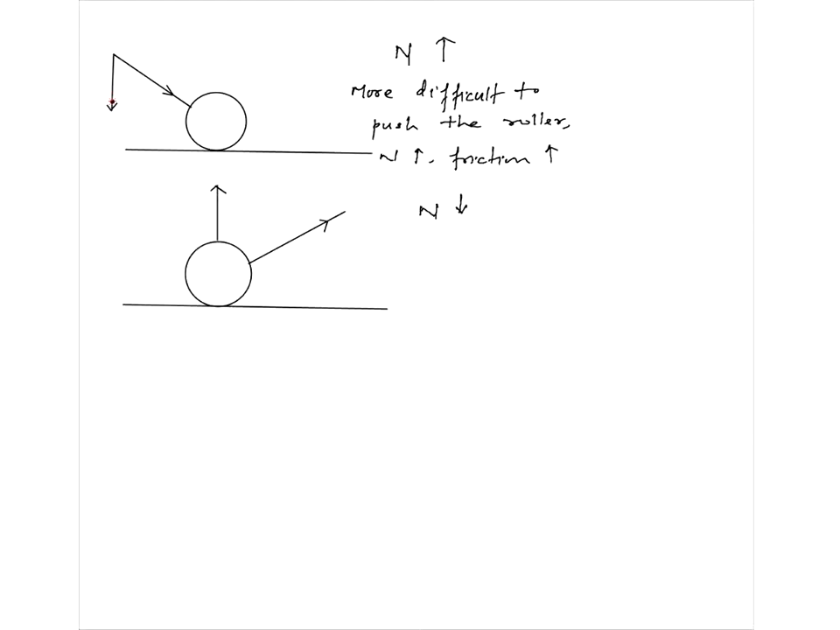The horizontal component that you are exerting will just try to move the roller in the forward direction, which is your intention. But the other component is pressing the roller down. Whenever you press something down, like you press a book against the wall, you always increase normal reaction. And whenever you increase normal reaction, you increase friction. That means you are making your own job difficult by increasing friction.